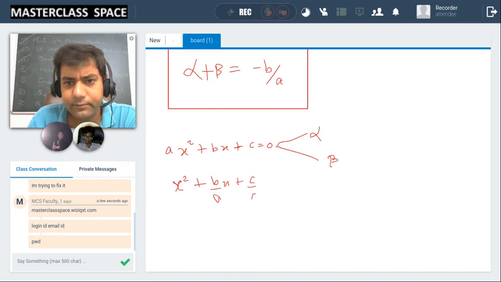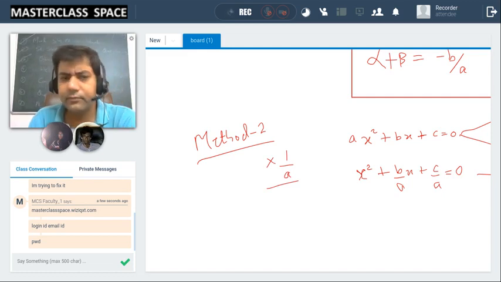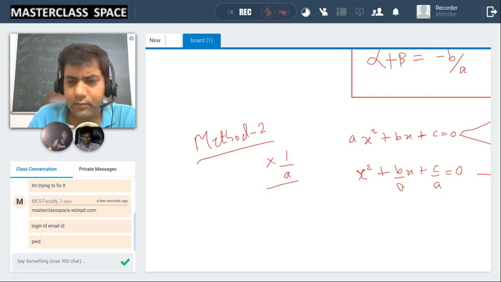Agreed, guys? Yes. Alpha and beta are the roots of this equation. But this is like our first equation. I'm just naming it the first equation, just after dividing. Dividing means multiplying the equation by 1 by a. If alpha and beta are the roots of this, that means they are the values of x.